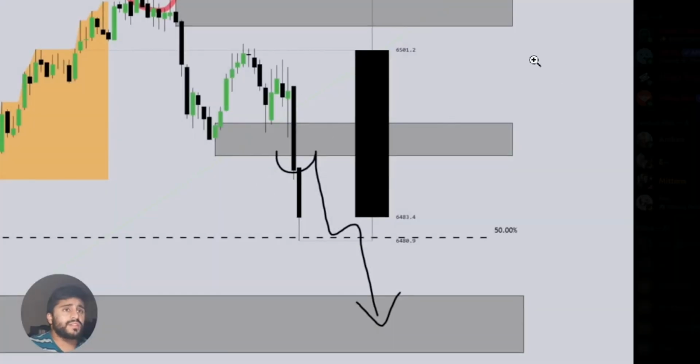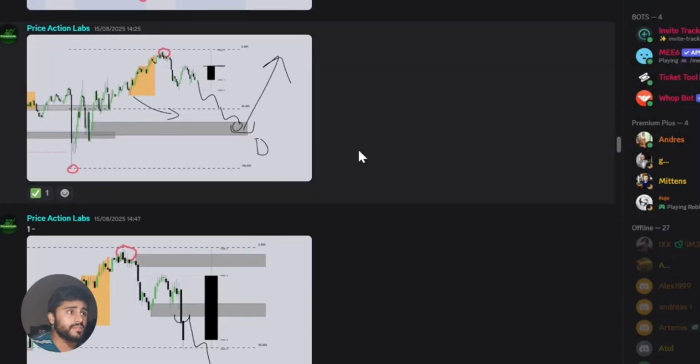What we're looking for here, very simple, is we have our structural high over here, and notice how we have our structural high, and we're simply looking to sell from the premium back down to the discount. That's all we're looking to do. I'm going to give a bit of a clearer screenshot.